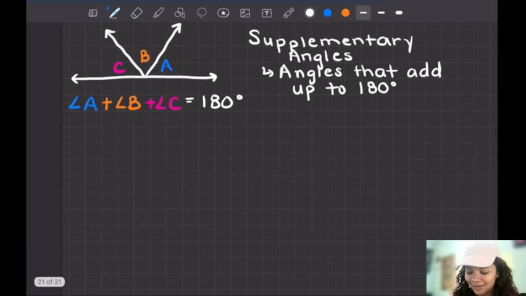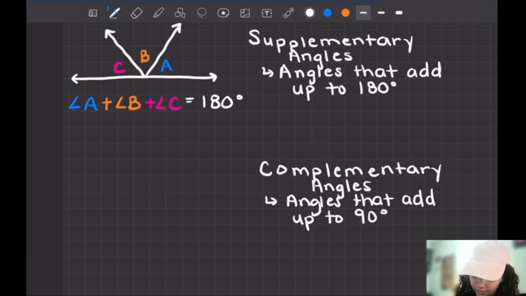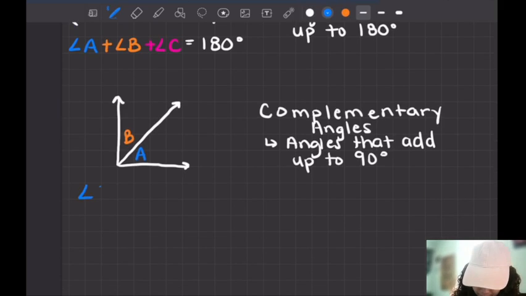Those are our supplementary angles. So now we also have something called complementary angles. So instead of supplementary angles, complementary angles are angles that add up to 90 degrees. That add up to 90 degrees, okay? So over here we have a right angle. And again, with complementary angles, you could have more than two. I'm just putting 2 here because why not? So angle A plus angle B equals 90 degrees.